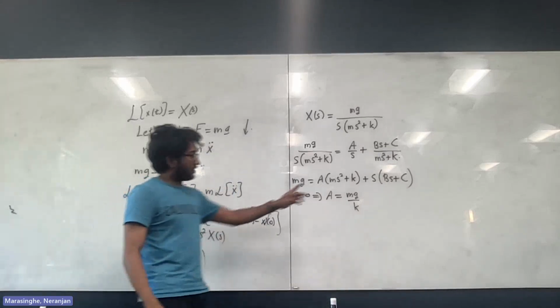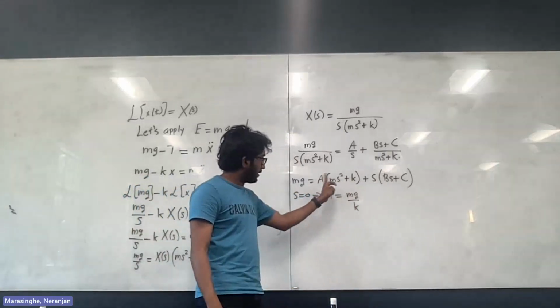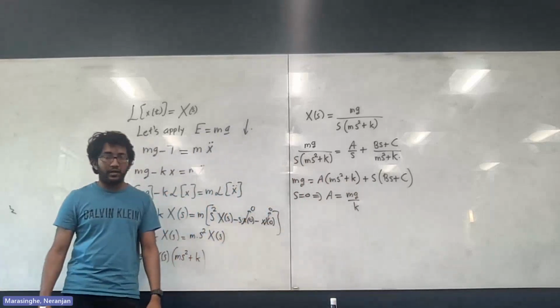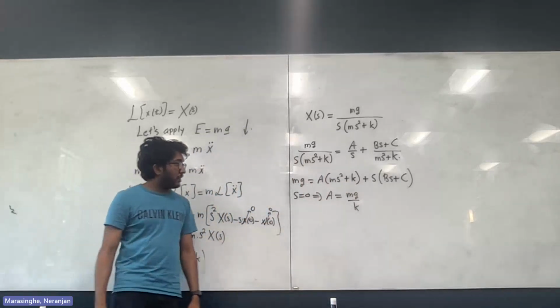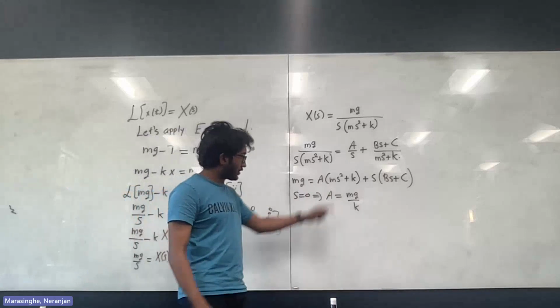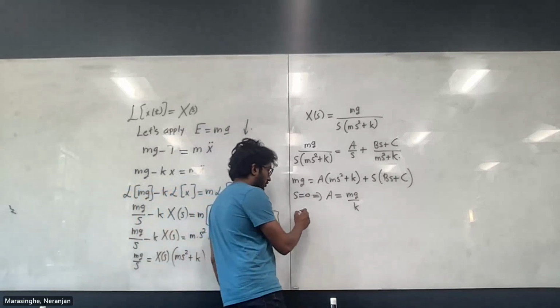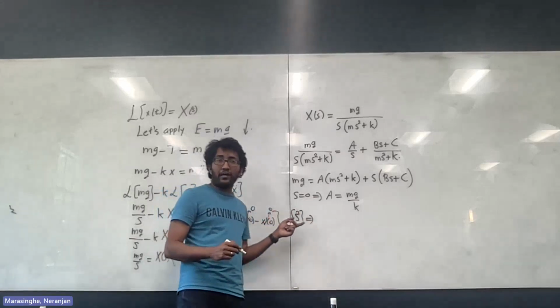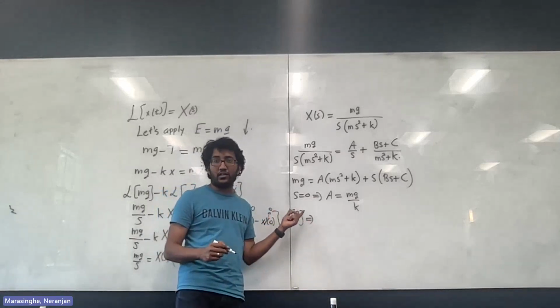If you plug in S equals 0, this portion would disappear and you get K times A is equal to mg. A is equal to mg divided by K, right? Then I would compare coefficients of S square. So what is the coefficient of S square on your left hand side? You don't have any S square terms.